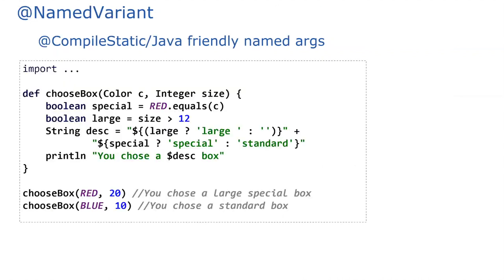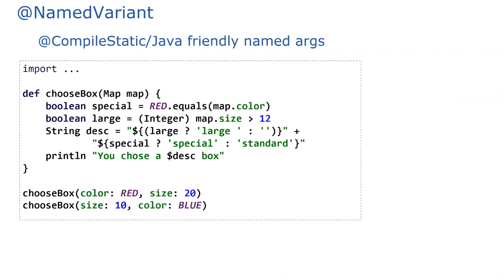Now, name variant is another interesting one. Groovy has always had a special trick where you could use a map as the type of your arguments, and you could use named arguments. And we'll see that on the next slide. So this is the map version here. And I can go color, colon, red, size, colon, 20.